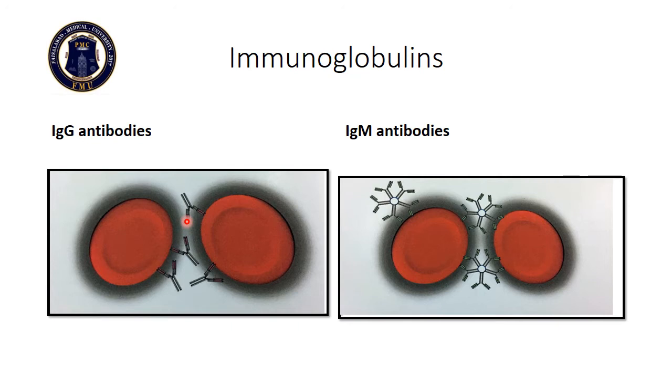IgG is a small antibody, and when present, it binds only to the surface of one red blood cell, and is not able to interlink two adjacent red blood cells. While IgM antibodies are large antibodies, and they clump together two adjacent red blood cells, resulting in agglutination.